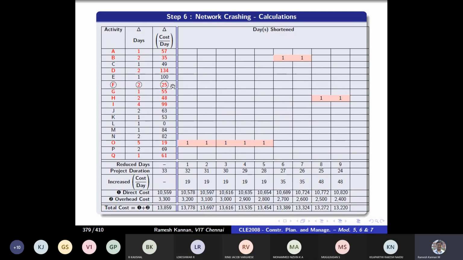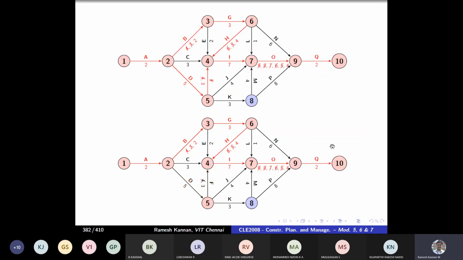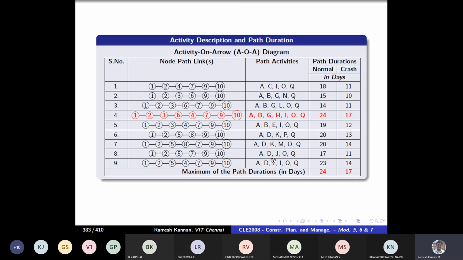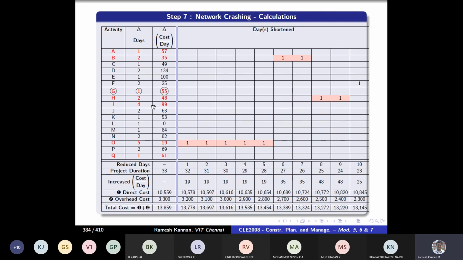In this case, F has a 25 duration and that can be reduced by 1 day. When you reduce F by 1 day, that path will no longer be critical. That's the trick in this. So we go back to the original critical path, A, B, G, H, I, O, Q. Then we will see which has the least cost slope.